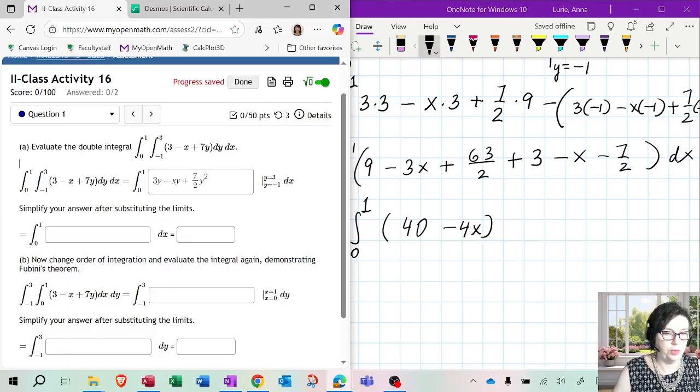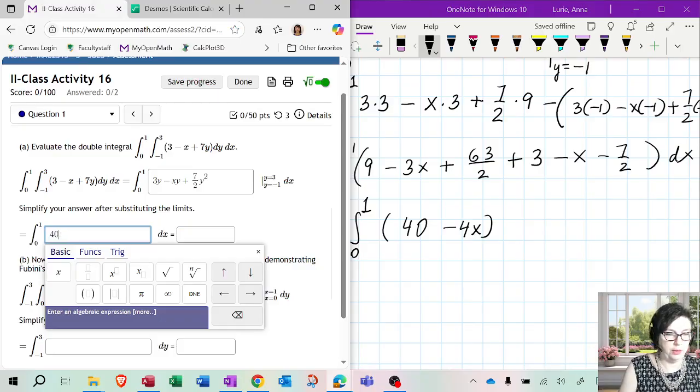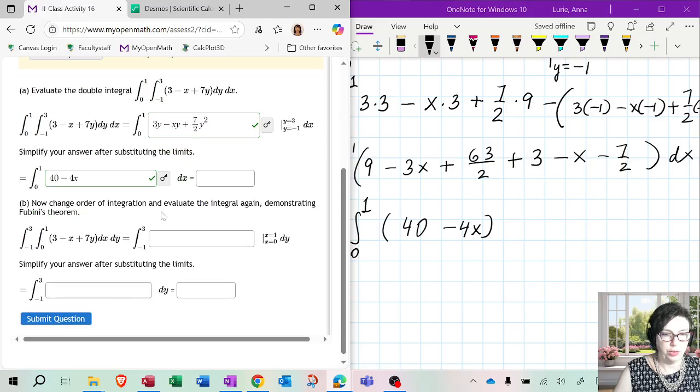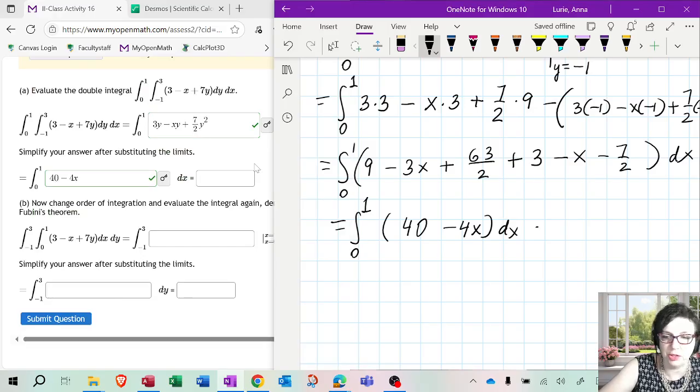Okay, so that'll go in here. And let's just check our work. So it looks like we got everything correct. So now we just have to integrate. And this one is a regular integral.